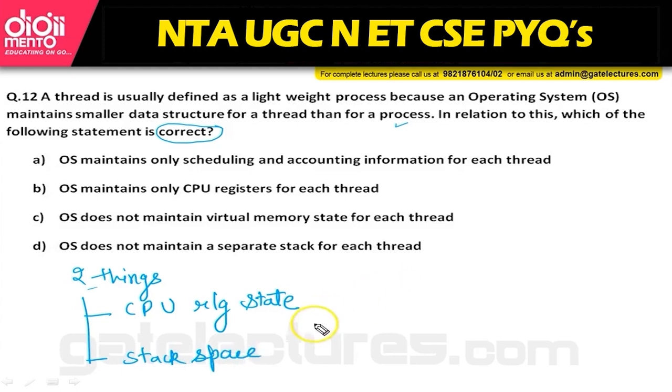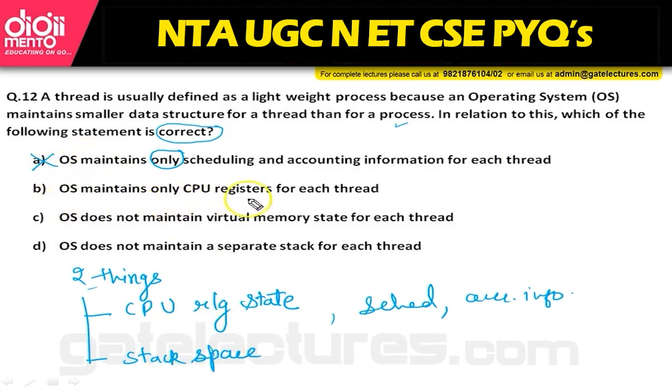Okay, also it stores the scheduling information, accounting information also, but these are secondary, and these two are the basic things. Okay, so now let's come to the question. First option says OS maintains only scheduling and accounting information for each thread. Because of this word "only", this option is wrong. It also maintains scheduling and accounting information for each thread, but not only that, it also maintains CPU register state and the stack space. Okay, so the first option is wrong.